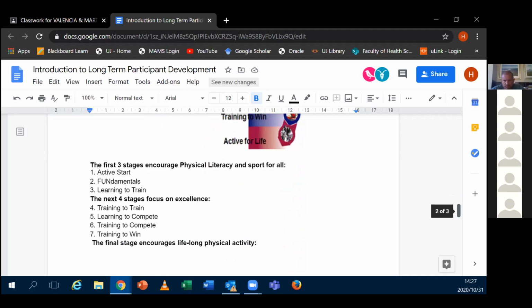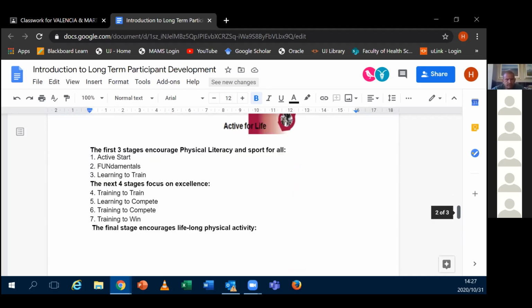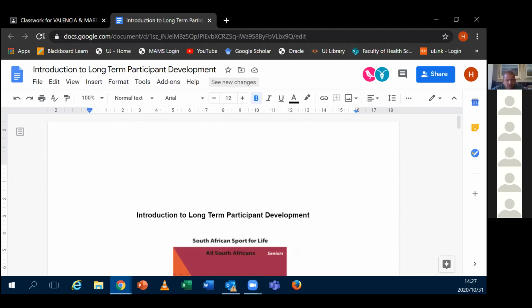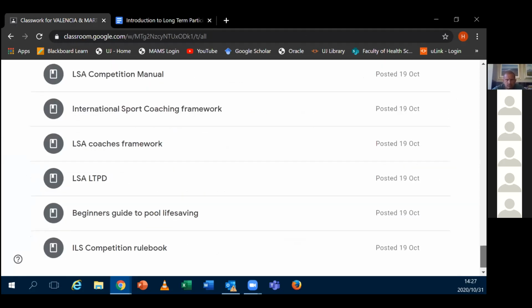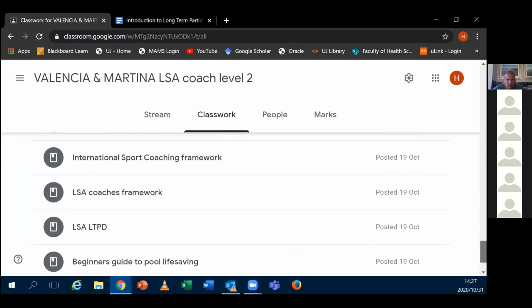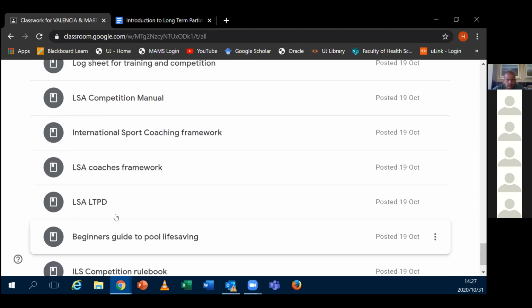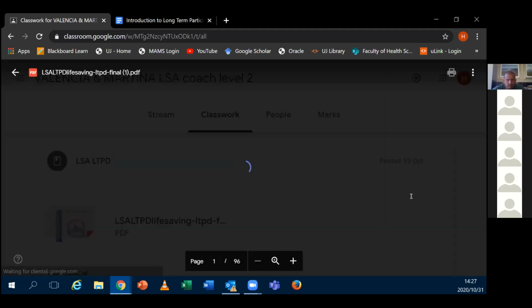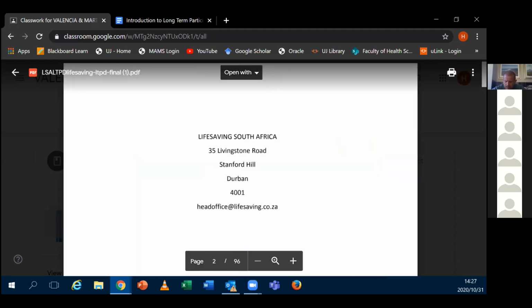So you can just read through that document. And I just want to get out of this now. If you go and you have a look at the resources, where is LSA Coaches Framework? Here we go. LSA LTPD. Oops, sorry, I'm going too fast.